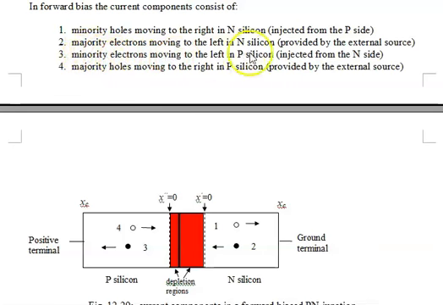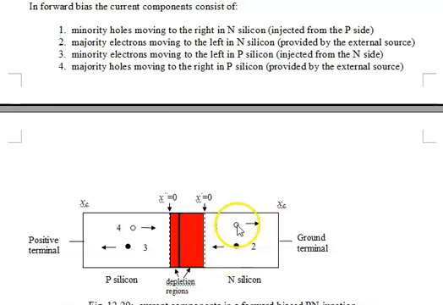Majority electrons moving to the left in N silicon. Now, electrons in the N silicon will move to the left. Why is that? Because I have a positive terminal here and a negative terminal here, and the positive terminal will attract electrons in the N silicon moving to the left. That's a positive current. But how do they move?